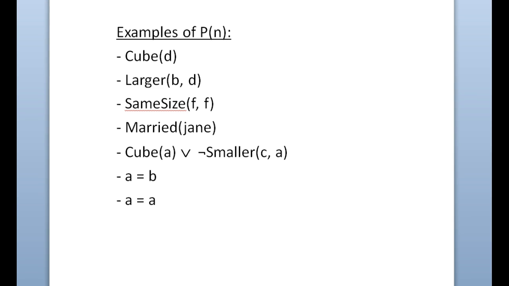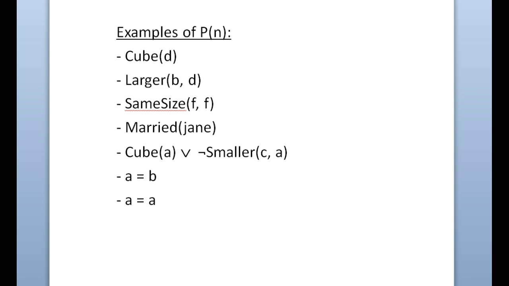examples of Pn. In other words, any sentence at all that contains a name that we're calling n. But I'm going to give specific examples where we actually use specific names. N is kind of a variable, but now we're going to use constants that are actual names in the language. So here are some sentences that could be referred to by Pn. The first one is Cube(d). Okay, that just says d is a cube. That's a sentence that contains a name, and the name is d.